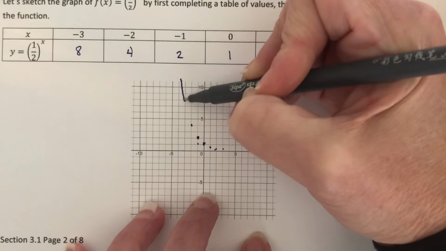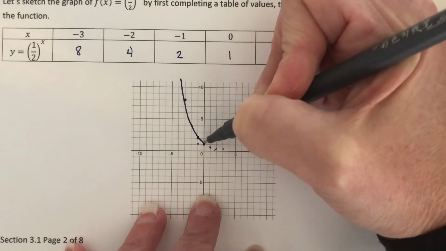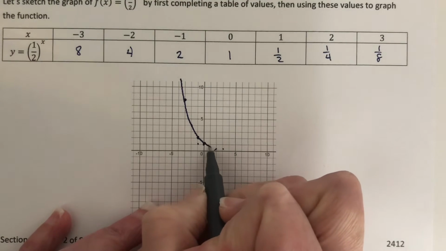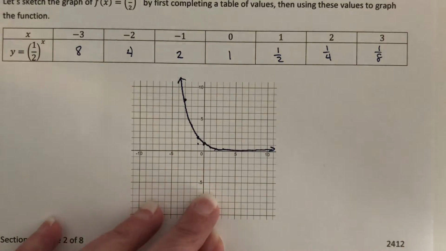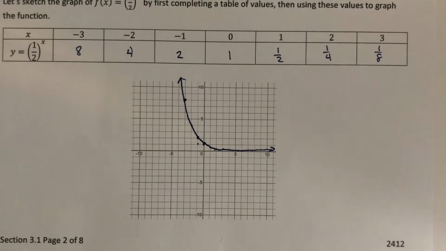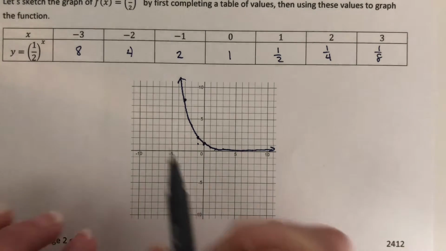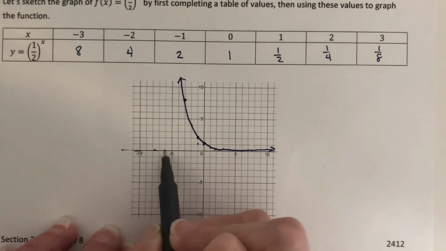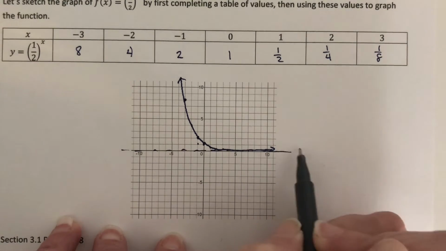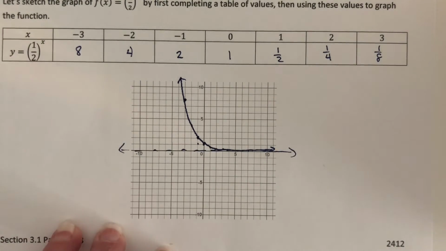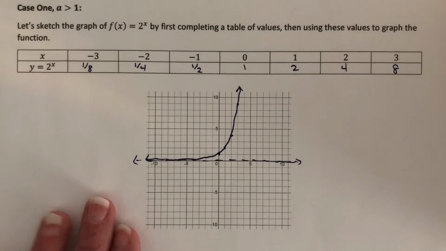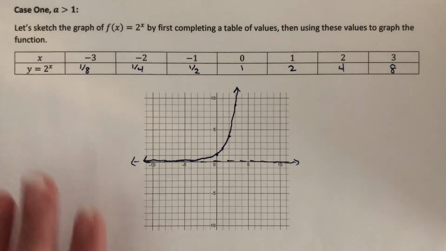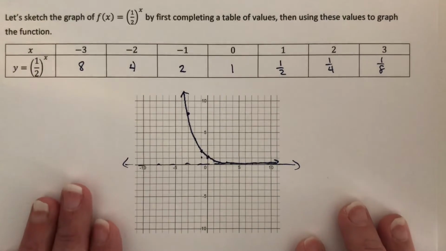This graph decreases rapidly, and then it starts to level off again a bit and goes like this. And again, it doesn't matter what your base is. There's no value of x that you can plug in that will give you a negative value. So this also has a horizontal asymptote right there at the x-axis. Okay. This is an example of exponential growth. This is an example of exponential decay.